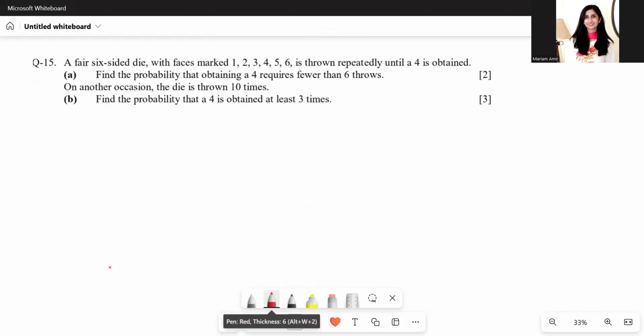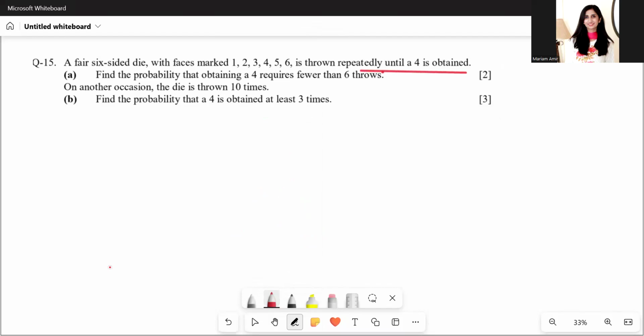A fair six-sided die with faces marked 1, 2, 3, 4, 5, 6 is thrown repeatedly until a 4 is obtained. So a question on GP, probability of success would be getting a 4, which is 1 by 6. Probability of failure would be not getting a 4, which would be 5 by 6. Find the probability that obtaining a 4 requires fewer than 6 throws.